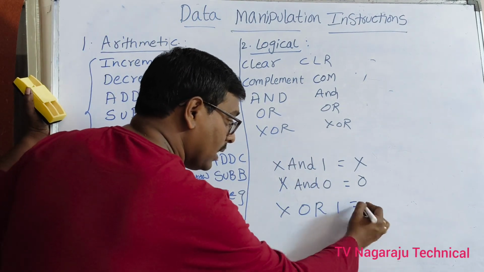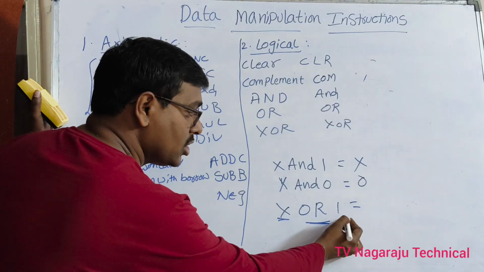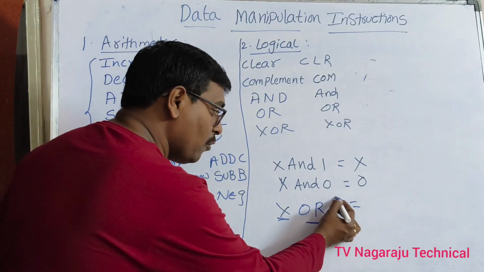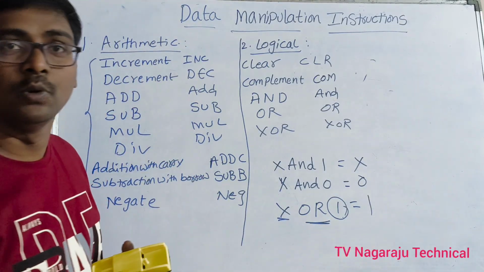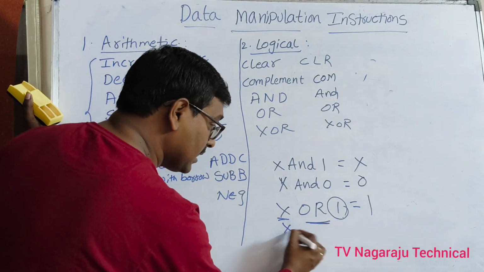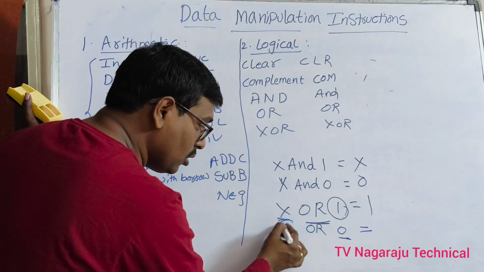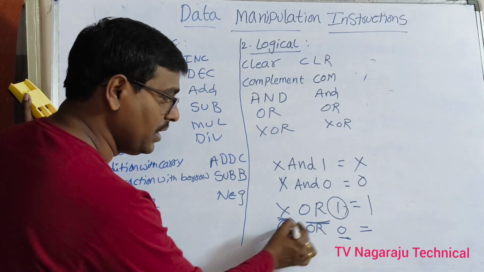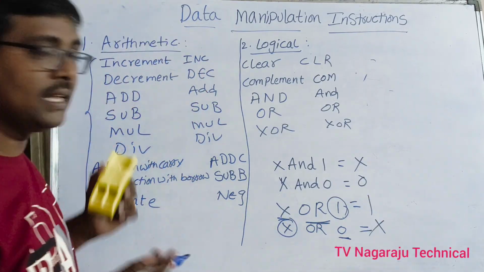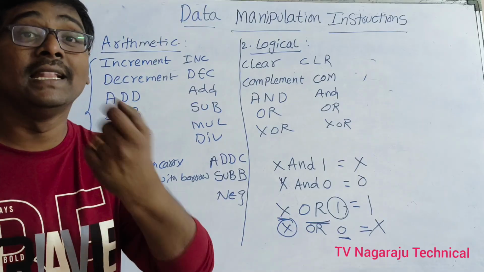Similarly, the OR operation with 1. What is the answer? If one input is 1, the output is always 1. For example, the OR operation with 0. If x is 0, the answer is 0. If it is 1, the answer is 1. That is, the answer is x only. It is for setting the bits.